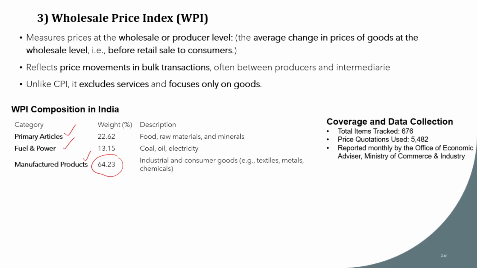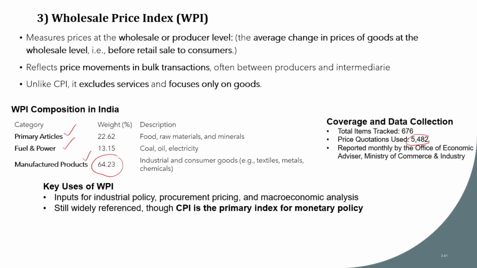About the coverage and data collection, the Government of India collects data on total items. It tracks around 676 goods, and accordingly gets price quotations from wholesalers, totally 5,482 price quotations. Then we take the average, and it is reported monthly by the Office of the Economic Advisor, Ministry of Commerce and Industry.